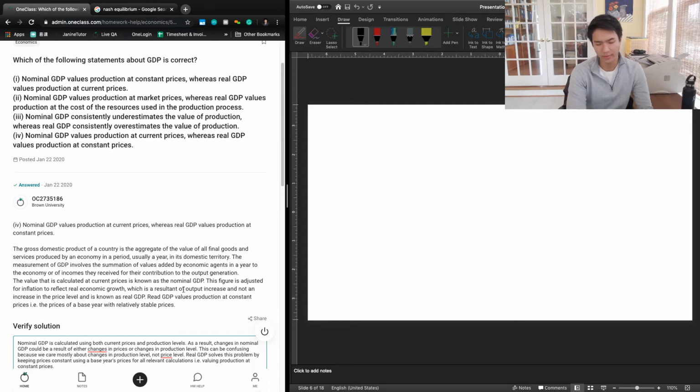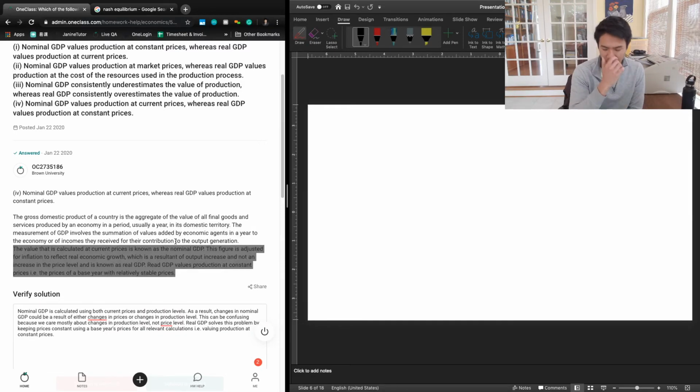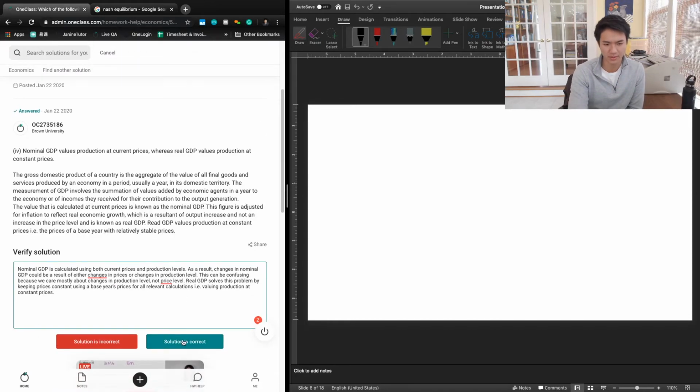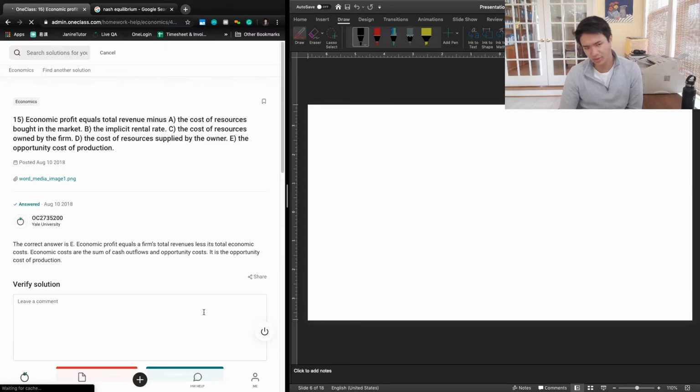So this is going to be a little bit better of an answer, just kind of clarifying the answer given here. I think some of it was good, and others I think a little bit confusing. So hopefully this makes a little bit more sense. So let's take a look at the next question. The next question says, economic profit equals total revenue minus which of the following? A, the cost of resources bought in the market, B, the implicit rental rate, C, the cost of resources owned by the firm, D, the cost of resources supplied by the owner, and E, the opportunity cost of production.